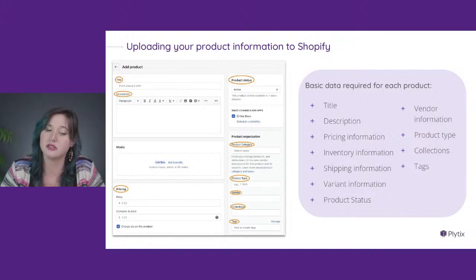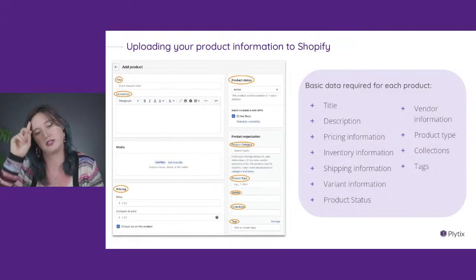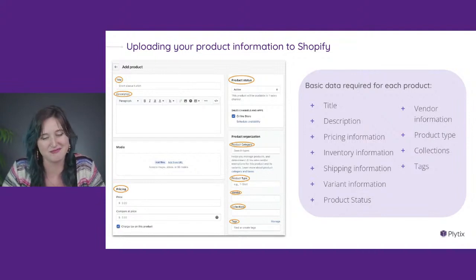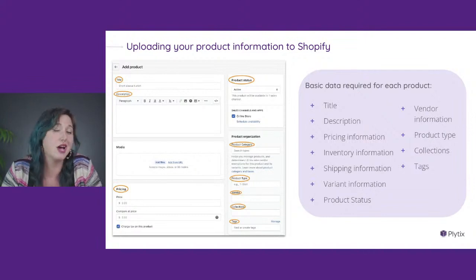Next, you'll need to include inventory information like the product SKU, the barcode, the stock, and the quantity of the items that you're selling. Shipping information includes things like the weight of the product, the country of origin, the HS code, and the fulfillment service, as long as you're selling physical products, of course. You'll also need variant information, which is used when your product comes in different options such as size or color.